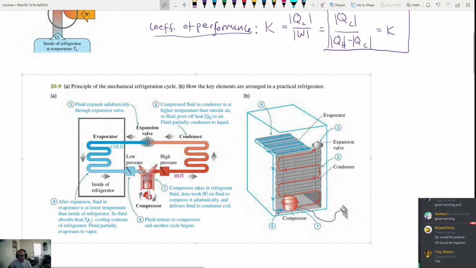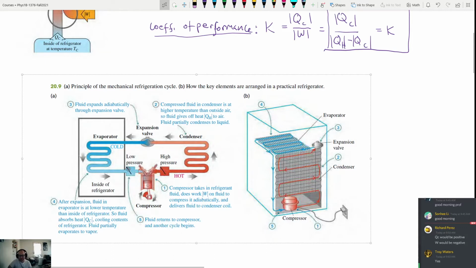So the fluid's allowed to expand. It says after expansion, the fluid in the evaporator is at a lower temperature than inside the refrigerator. So something happens between here and here that makes the fluid colder than the fridge. The fluid now absorbs heat QC from the fridge. If the coils are colder than the fridge, they're going to absorb heat. That cools the contents of the refrigerator, and the fluid partially evaporates to vapor. Then it returns to the compressor so another cycle can begin.